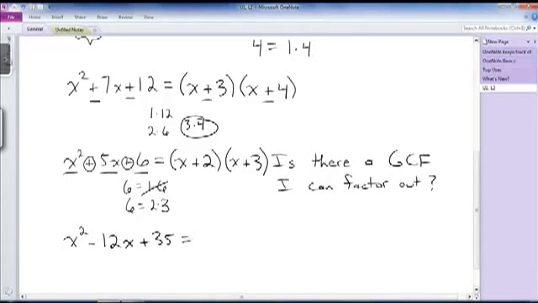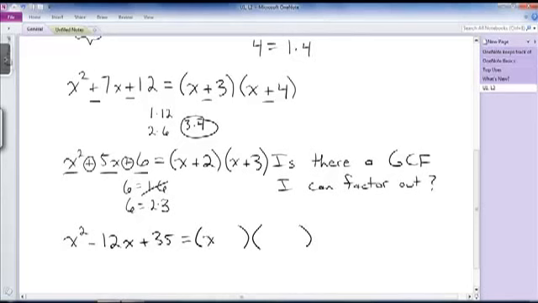Let's think about what that means. First of all, is there a GCF? No, there's not. x squared, negative 12x, 35, no common factors. Don't worry, you're going to see one in a minute with a GCF, I promise. I won't just keep saying that for nothing.